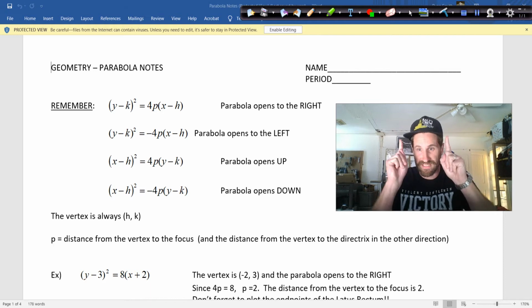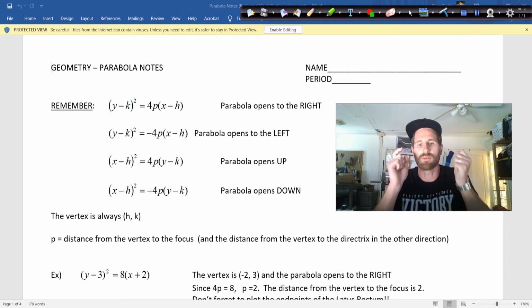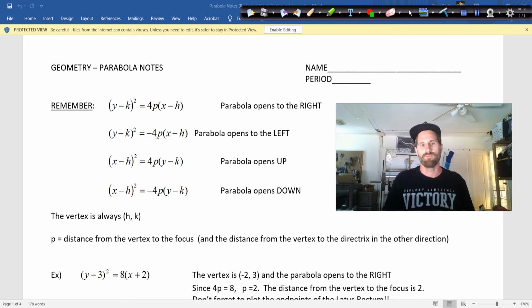So you're going to want to write these down because this is going to be crucial information for you for the test. Okay, so we have looked at parabolas in Algebra 2. Basically a parabola is that quadratic graph where it goes up and then it comes down. Okay, so kind of like a U shape.